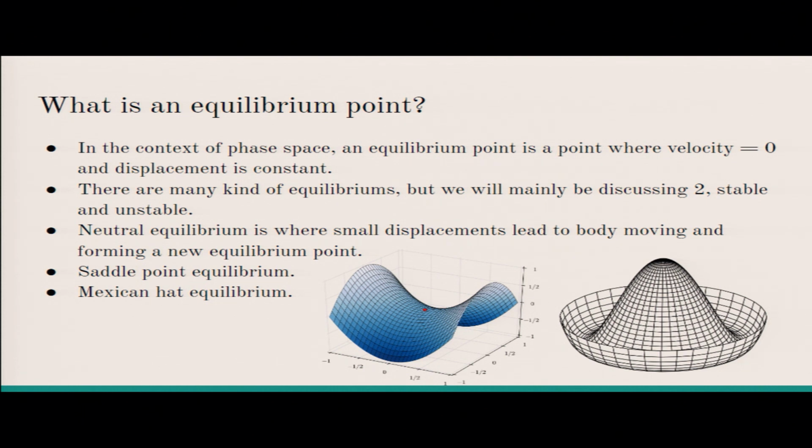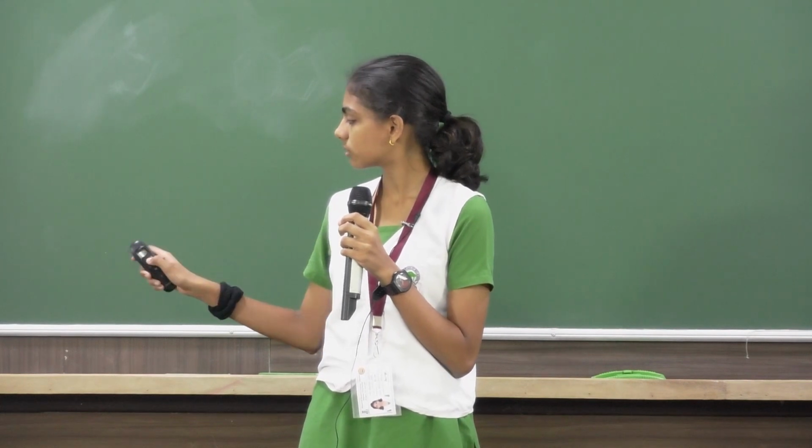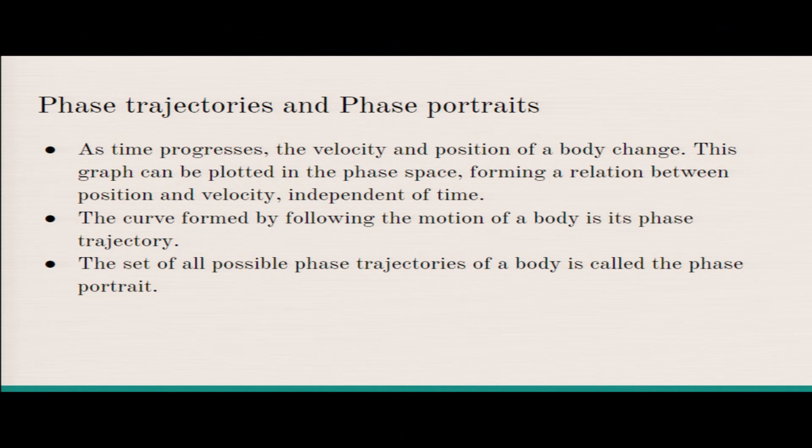For saddle point equilibrium, as you can see over here, the point is where if you move in one direction, you will see that there is a stable equilibrium, and if you move in another direction, you see that it's an unstable equilibrium. And there's the Mexican hat equilibrium over here. You'll see that it's a ring of neutral equilibrium that goes around, and in any other direction, it is stable equilibrium. So next we will be talking about phase trajectories and phase portraits.